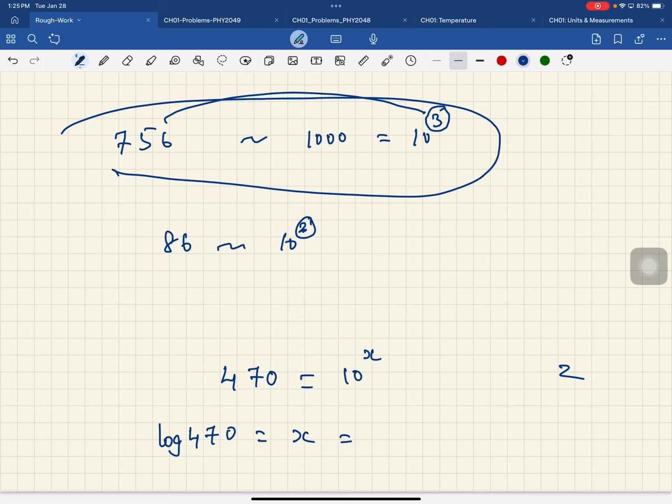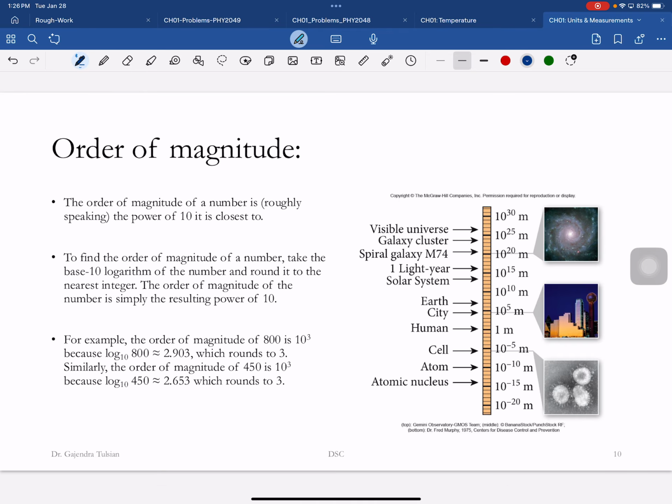.67, and that would be 3. Okay. Anyway, we won't be doing that too often, and don't worry about that.